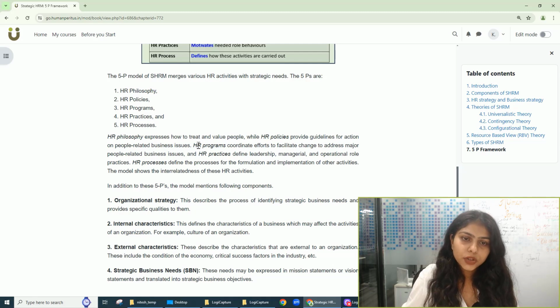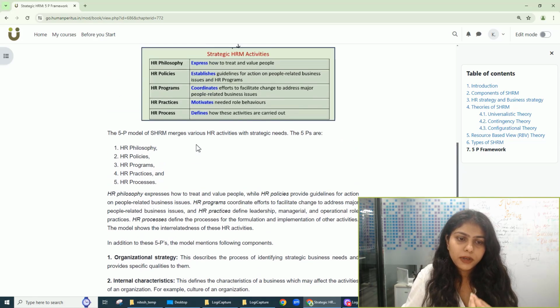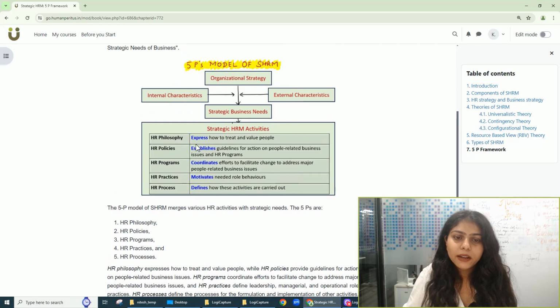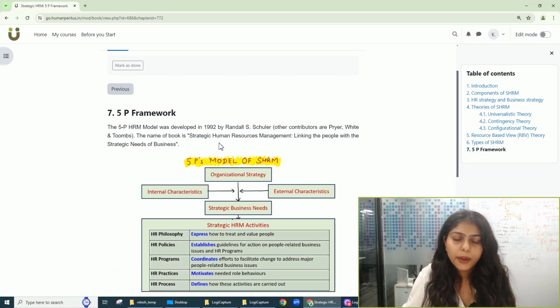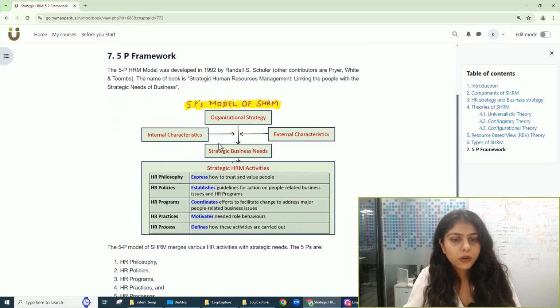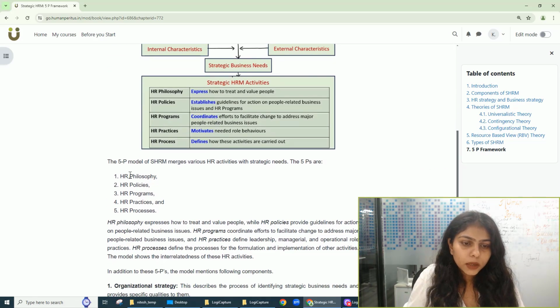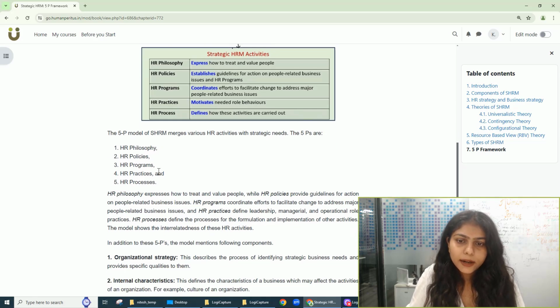So the HR strategies were defined or made in a way that they could complement the organization's ultimate goals. Now this model has 5 P's. The first P is HR philosophy, and HR philosophy essentially pertains to how your treatment towards your employees is and how much you treat and value your human resource. So that is HR philosophy.